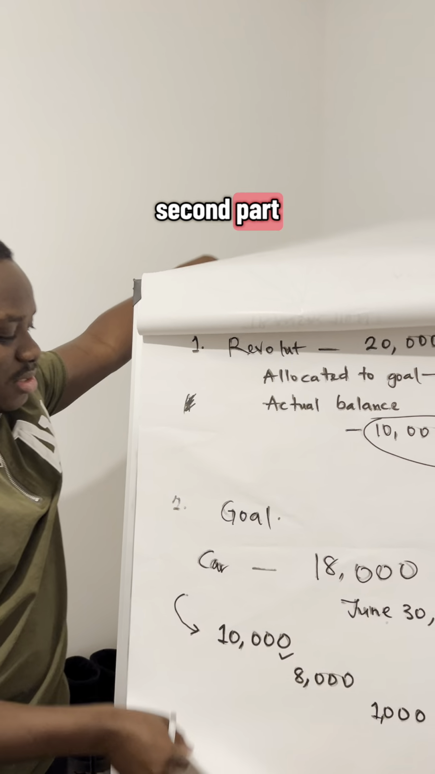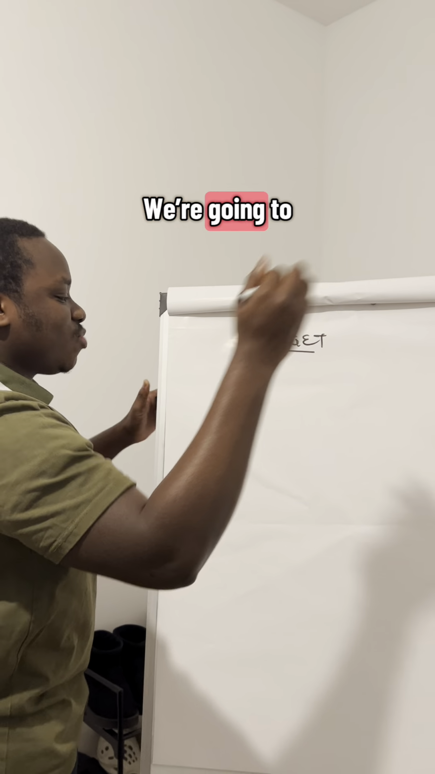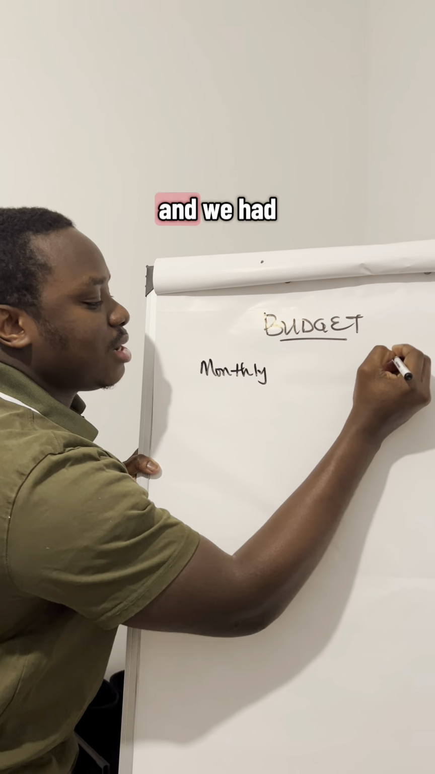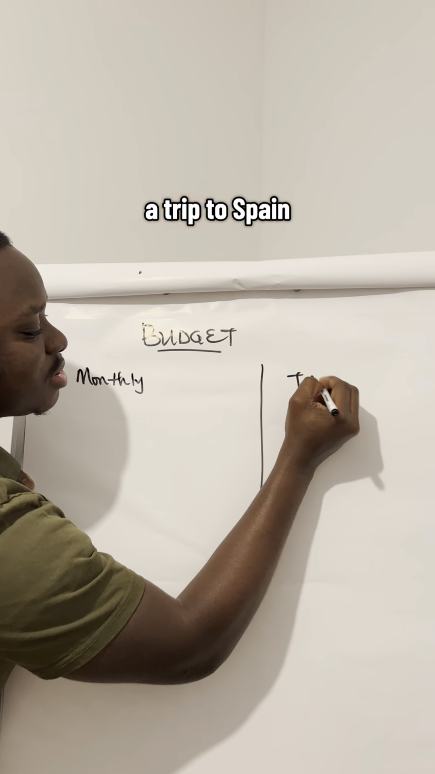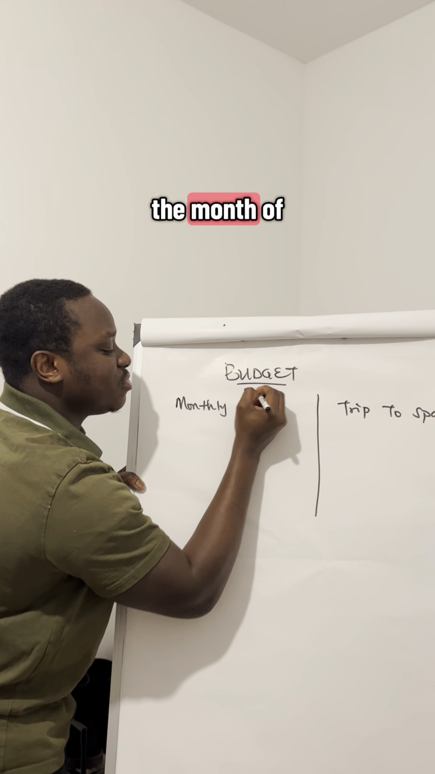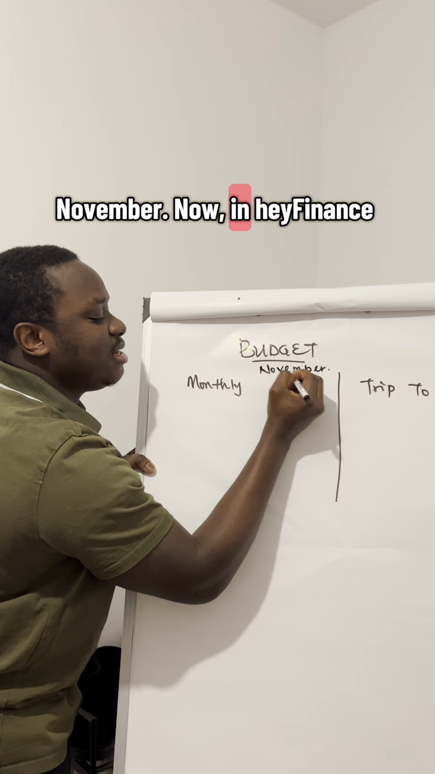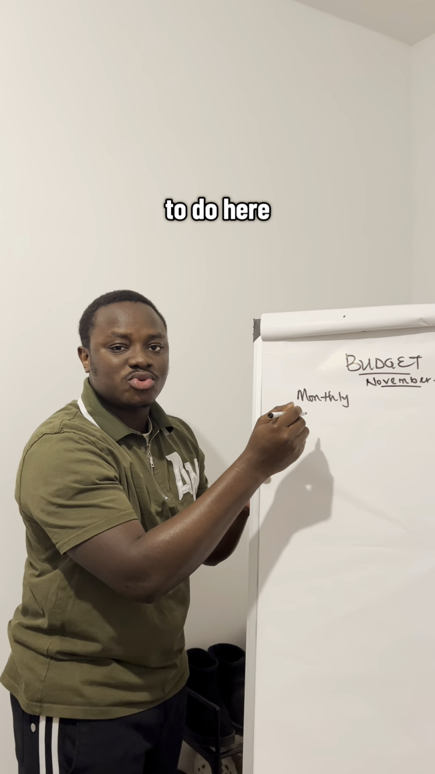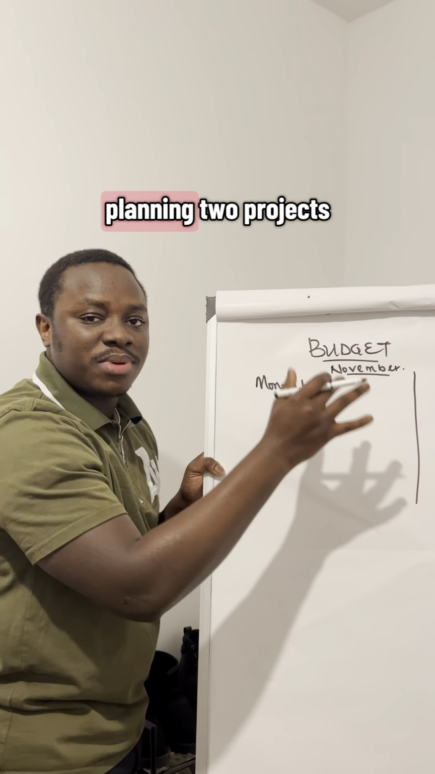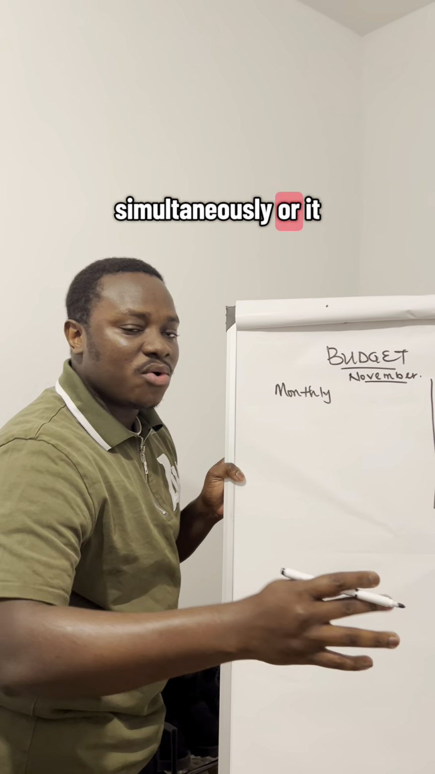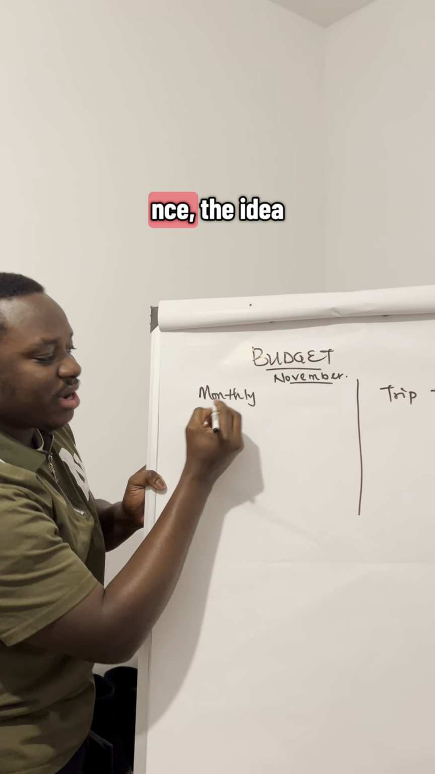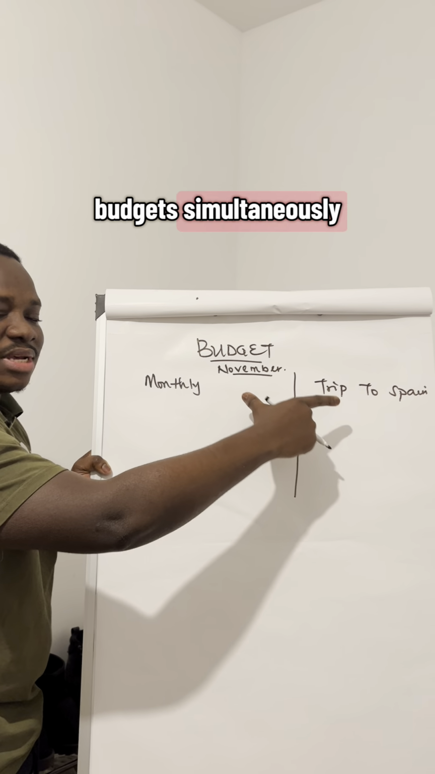Now for the second part, note this. We are going to have 2 budgets. Number one, our monthly budget, and we had a trip to Spain, right? And these 2 happened within the month of November. Now, in heyFinance, the good thing to do here is to have 2 separate budgets. This can be anything. For a freelancer, you might be planning 2 projects simultaneously, or it might be a wedding, a friend, so you need to travel for the wedding, right? It doesn't matter. But on heyFinance, the idea is to have these 2 different budgets simultaneously.